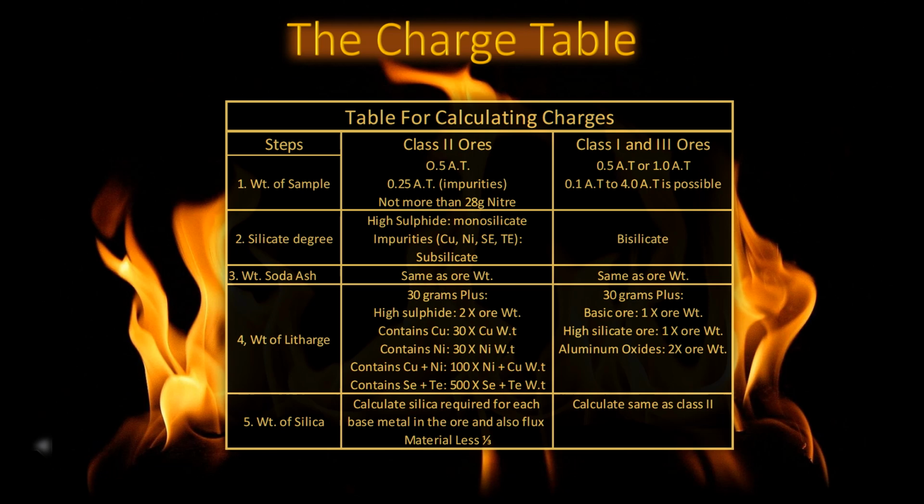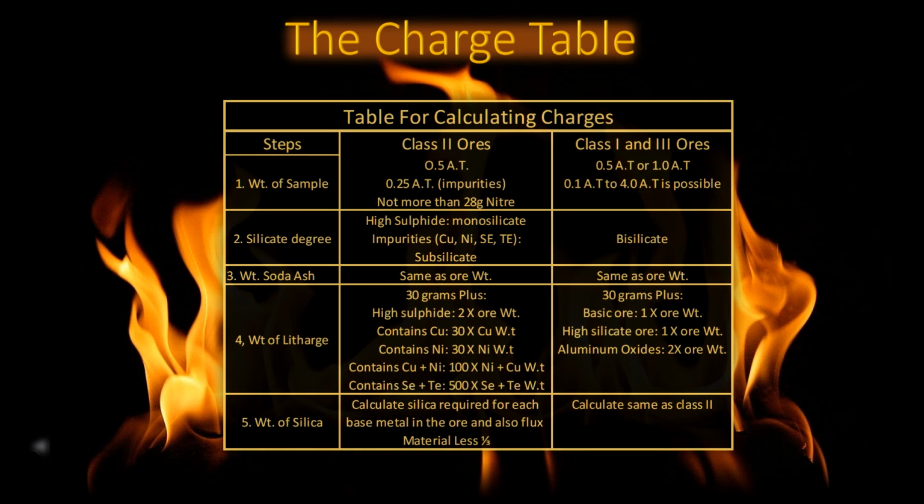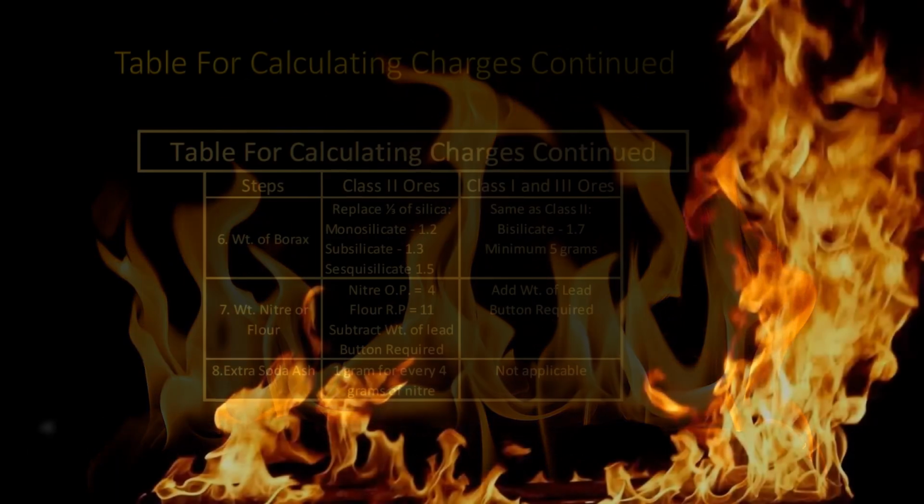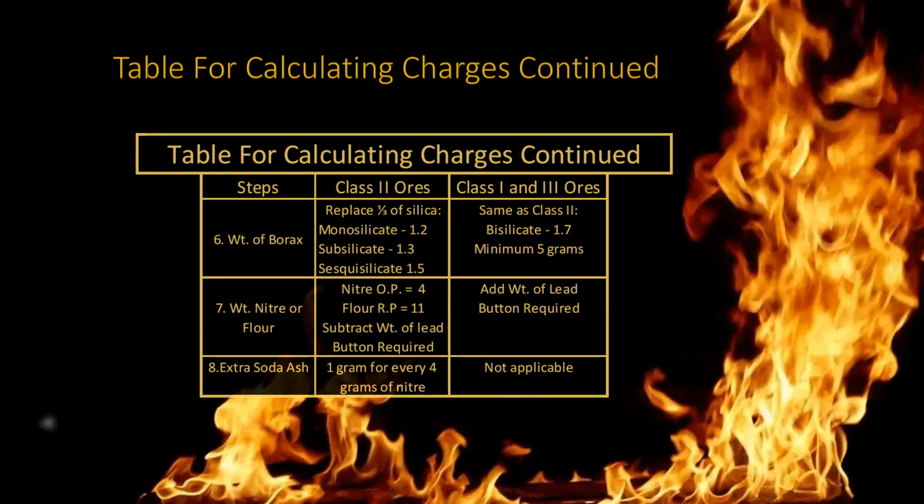This is the same for all classes of ore. Step 6 is used to calculate the amount of borax required in the flux mixture. As noted in the previous slide, 1/3 of the silica is to be replaced. For the sulfide ore, Class 2 ores without impurities, a monosilicate degree is used. The borax equivalent is 1.2.